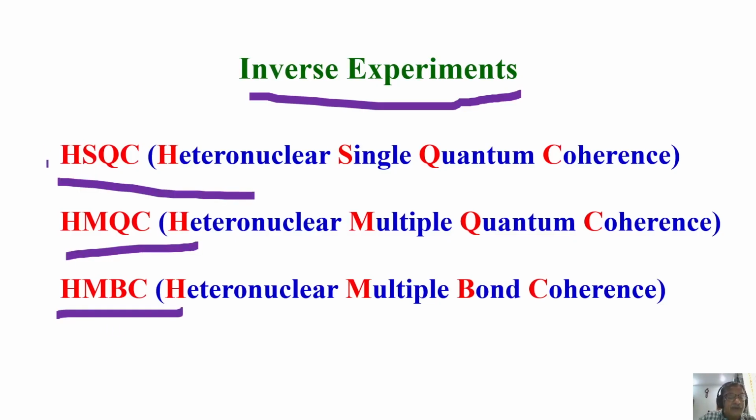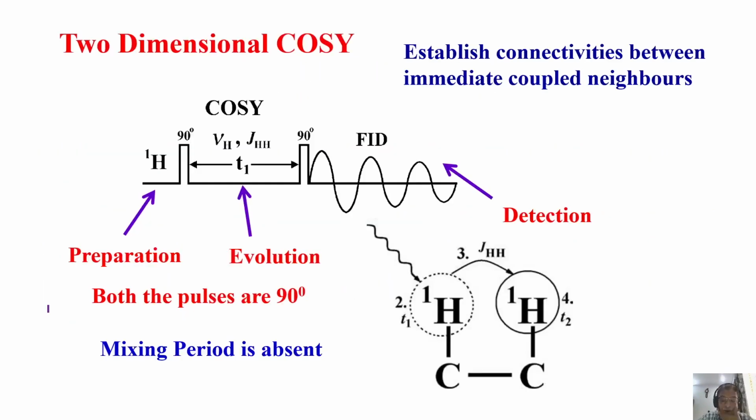Now it is commonly used. Nobody uses HETCOR, COLOC, such experiments. But they were designed, and these inverse experiments are an extension and improved version of that, for speed of the experiment and to enhance the sensitivity. Okay. Now we will start a simple experiment called the 2-dimensional COSY experiment.